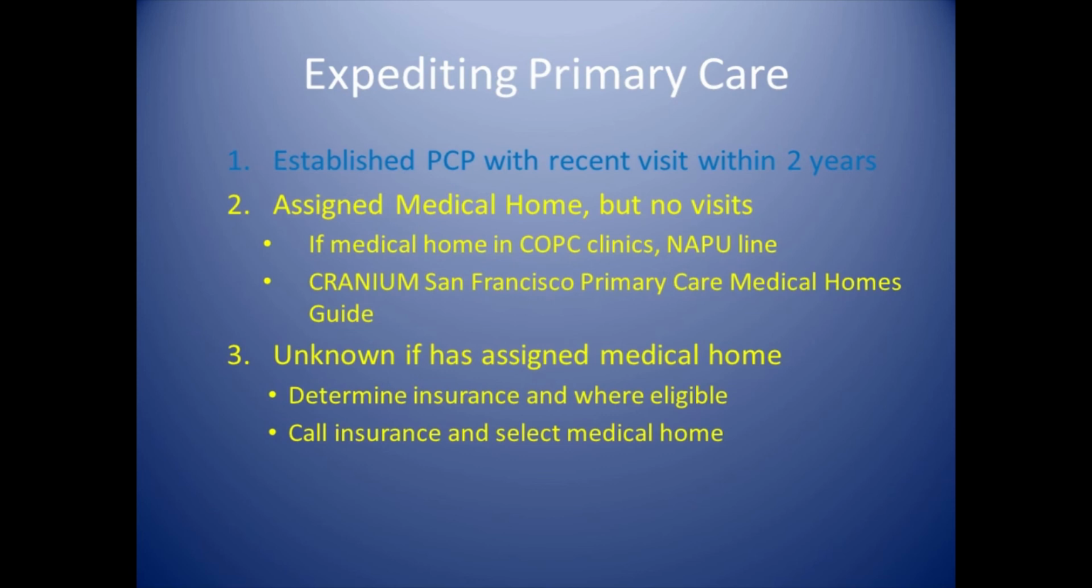If a patient has an assigned medical home but no prior visits, and the medical home is in one of the COPC clinics, there is a new patient appointment line. And we've developed a CRANIUM primary care medical home guide that includes these phone numbers and a list of all COPC clinics and consortium clinics with their addresses and phone numbers. If the patient does not have an assigned medical home, the first step is to determine what their insurance is and where they're eligible to go, and contact the insurance company and then select a medical home. And from there, work on expediting a primary care appointment.